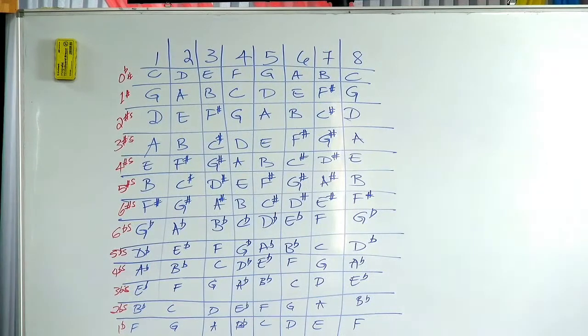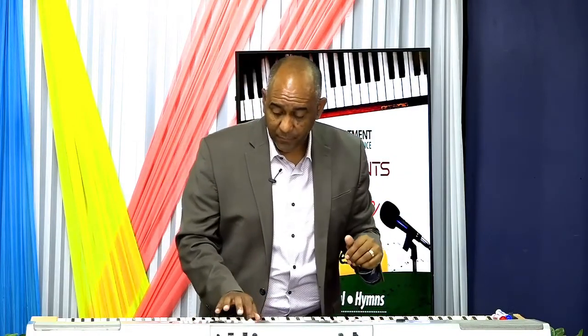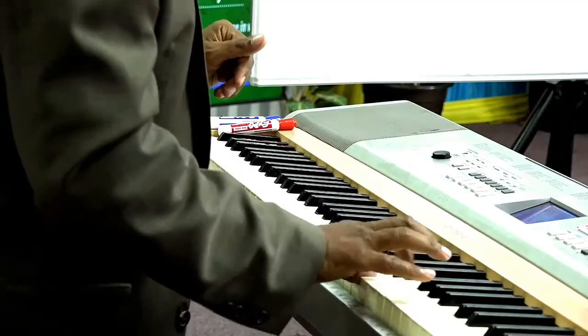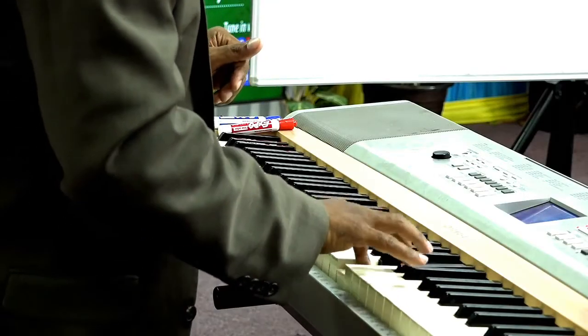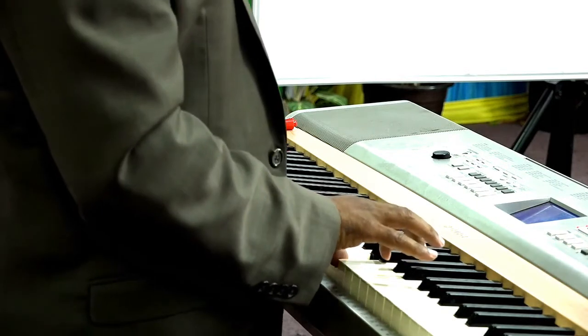Remember now, you have 3 sharps in A, C sharp, F sharp, and G sharp. So it would be A, B, C sharp, D, E, F sharp, G sharp, A. Same fingering. 1, 2, 3, 1, 2, 3, 4, 5. And you play that as many times as you need. Okay, then we count 5 up again.